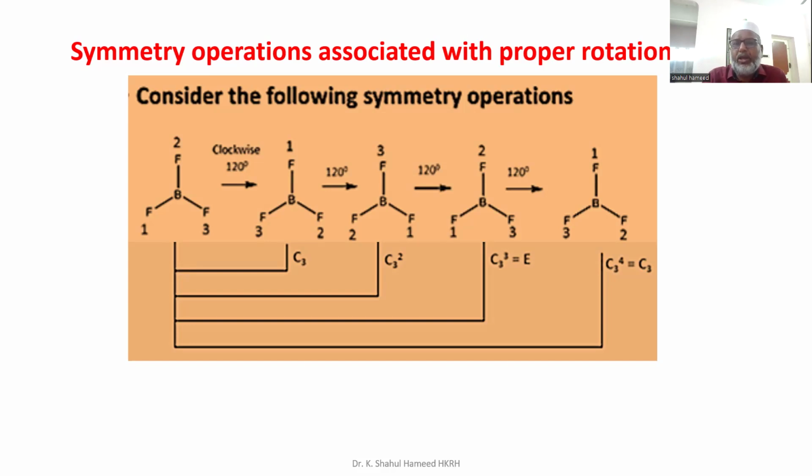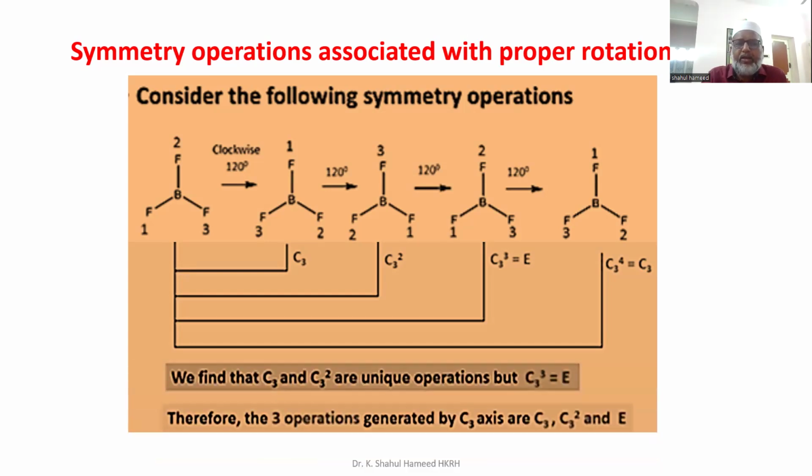On further rotation about 120 degree through the same axis, the operation is denoted as C3 power 4, where we get a similar structure to what we get during the C3 operation. Thus, the operations generated by C3 axis are C3, C3 power 2 and E.